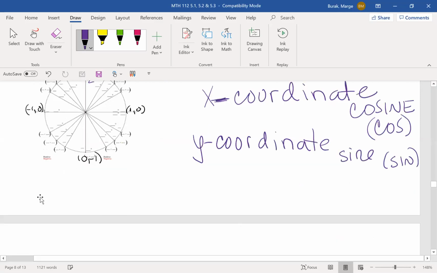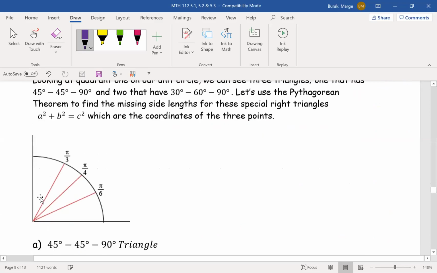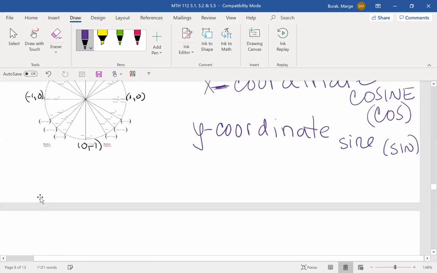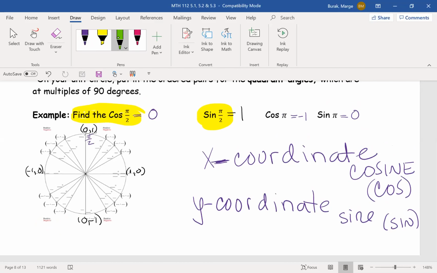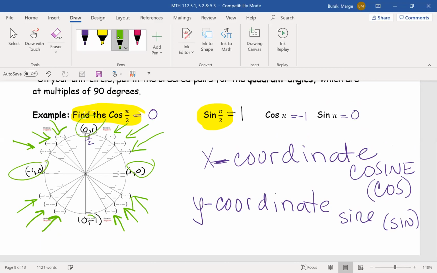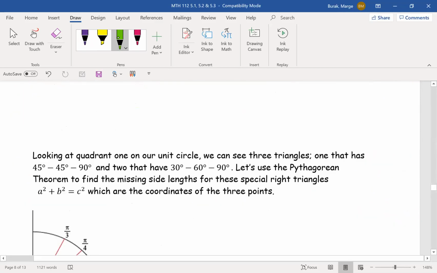Okay, now let's see. Here's what we have to do. It seems like a problem. We have to find the coordinates of all these points. All these 3 and these 3 and these 3 and these 3. And not only do we have to find them, you need to memorize those. So these are easy ones because they're on the axes. You can almost just close your eyes and see them. But we want to get the coordinates of all those other ones. So there's a little way we do that.